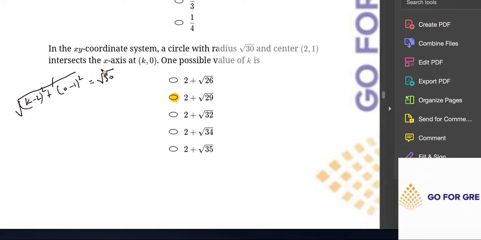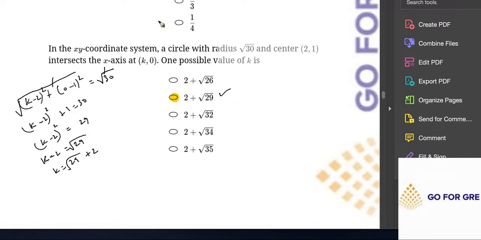Using the distance formula, this is cancelled, so we can write (k minus 2) square plus 1 is equal to 30. So (k minus 2) square is equal to 29. So k minus 2 is equal to under root 29. So k is equal to under root 29 plus 2. So this is the second answer choice.